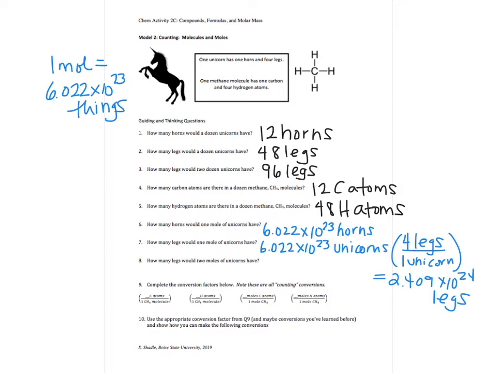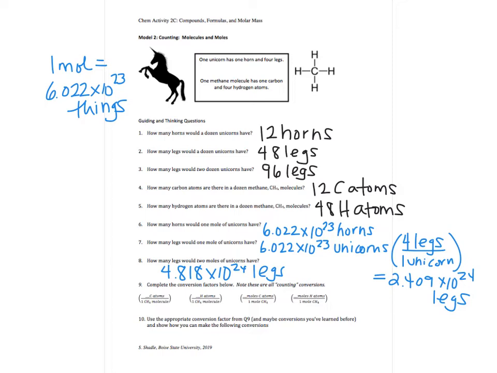How many legs would 2 moles of unicorns have? Well, we would just double this, because if this is 1 mole of unicorns, if we had 2 moles of unicorns, we're going to have twice as many legs. So that number comes out to be 4.818 times 10 to the 24th legs. So just like we were counting with atoms, we can count multiple things, particularly things that are more complex, like a unicorn or a molecule. Let's now start to apply this to molecules.